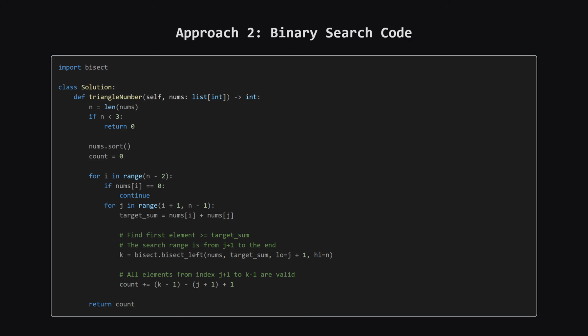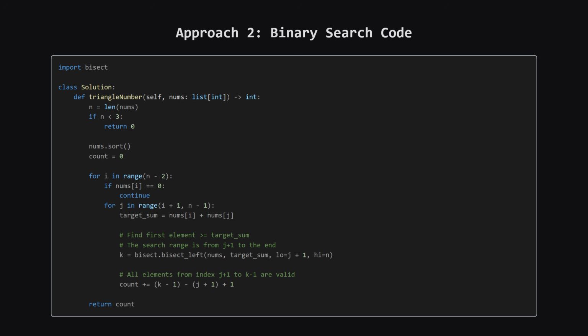Here's the code for the binary search approach. Again, we sort. We have our 2 loops for I and J. Inside, we calculate the target sum, which is the number at I plus the number at J. Then, we perform a binary search on the rest of the array.